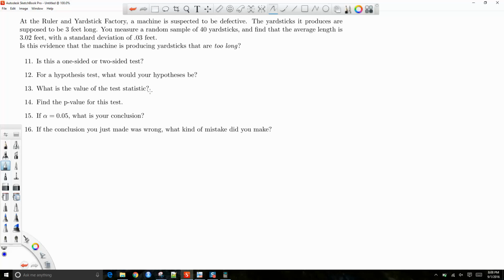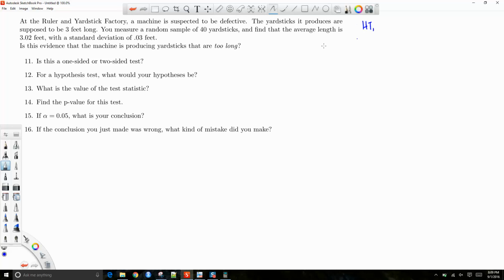Okay, so we're going to look at this problem. It says a machine is suspected to be defective. The yardsticks it produces are supposed to be 3 feet long. We're measuring a sample of 40 yardsticks and find that the average length is 3.02 with a standard deviation of 0.03 feet. Is this evidence that the machine is producing yardsticks that are too long? Okay. And when we're looking at this, we see things like p-value and a hypothesis test. So we know we're dealing with a hypothesis test.